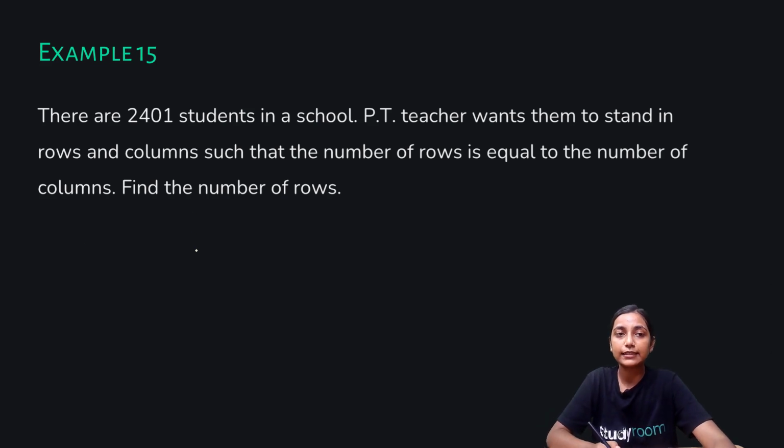Next we have one more example, example number 15. It says that there are 2401 students in a school. The PT teacher wants them to stand in rows and columns such that the number of rows is equal to the number of columns.